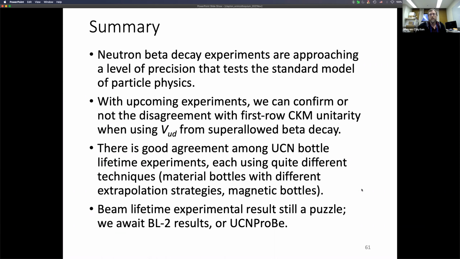The beam lifetime experimental results are still a puzzle, and I think we just have to wait for BL2 results, or given enough time, we'll do the UCN probe experiment here. All right, thank you.